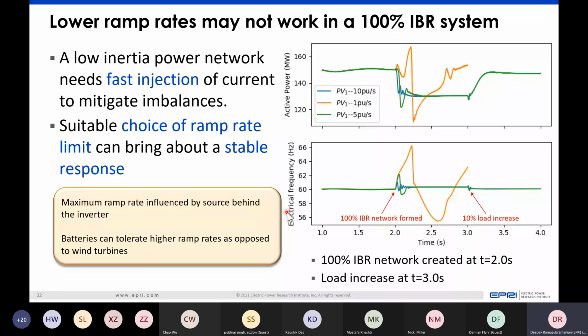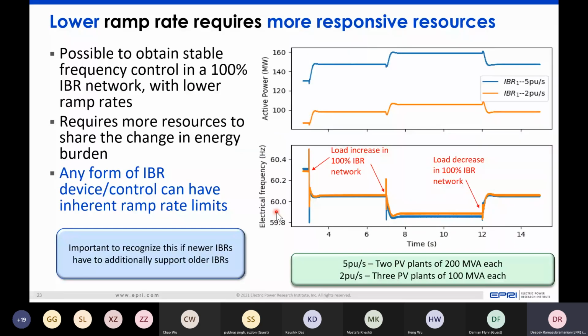So if you have a battery energy storage system, you can probably tolerate higher ramp rates. If you have wind energy systems providing this, you may not be able to tolerate this kind of a ramp rate. But where one can then play a role here is that it depends upon the number of resources that are providing this kind of response.